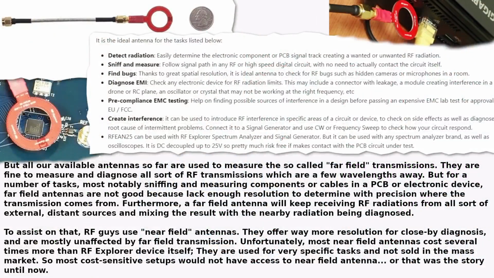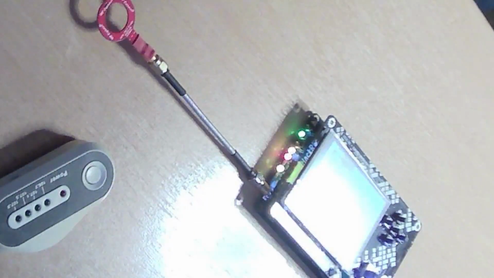But what I've done is I've put a near field loop antenna on it, which is designed to find interference, and you can home in on the source or you can find bugs with it, which is quite good and useful really. And so here's my little HackRF with my loop antenna.